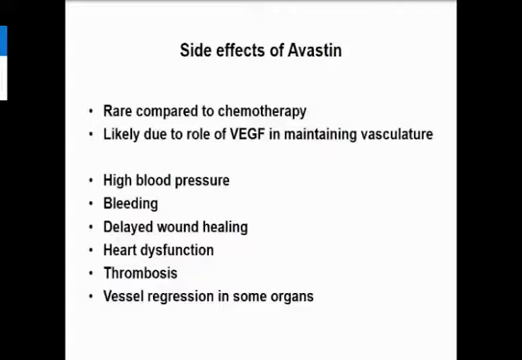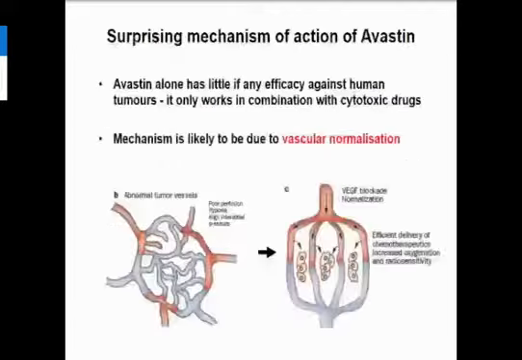So patients tend to get high blood pressure, increased risk of bleeding, delayed wound healing, heart dysfunction, thrombosis, which is the aberrant formation of blood clots, and vessel regression in some organs. I guess all what you might expect if you're treating this important growth factor VEGF. And this is how it really works. So it's not cutting off the blood supply to the tumours, it's doing the exact opposite.